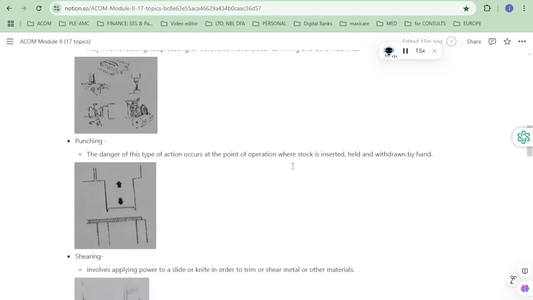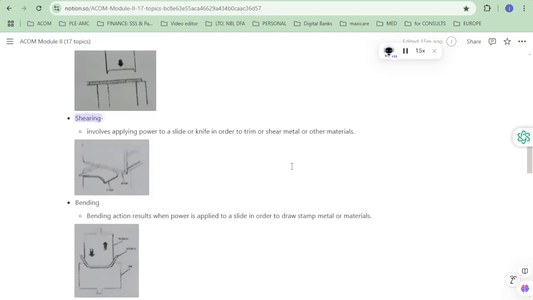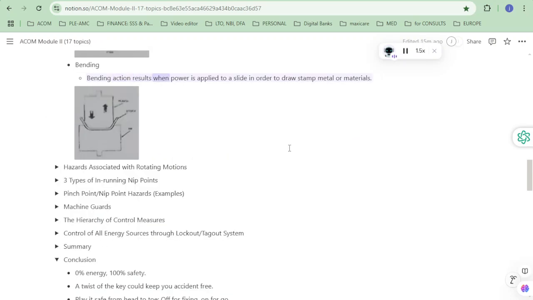Punching: the danger of this type of action occurs at the point of operation where stock is inserted, held, and withdrawn by hand. Shearing: involves applying power to a slide or knife in order to trim or shear metal or other materials. Bending: bending action results when power is applied to a slide in order to draw or stamp metal or materials.